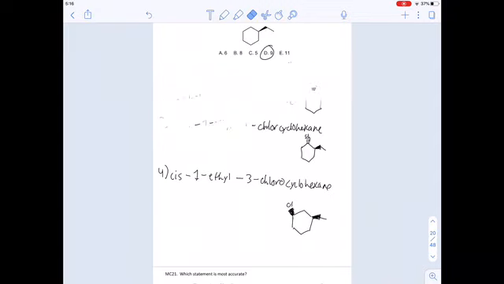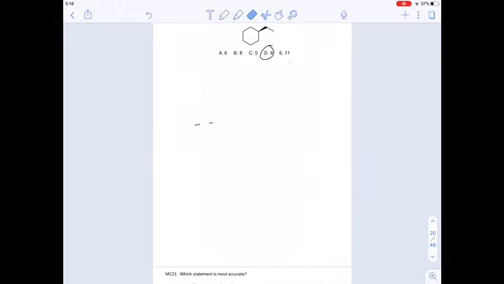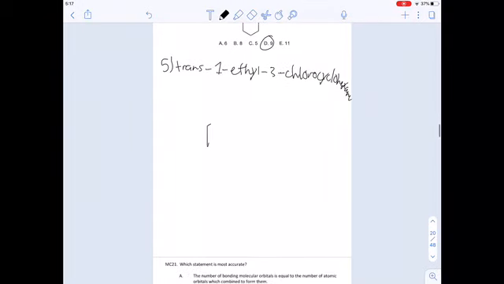Okay. I'm going to erase and then give you the others. Okay, so number 5 is going to be trans-1-ethyl-3-chlorocyclohexane. I'm running out of space. And that's going to look like this.